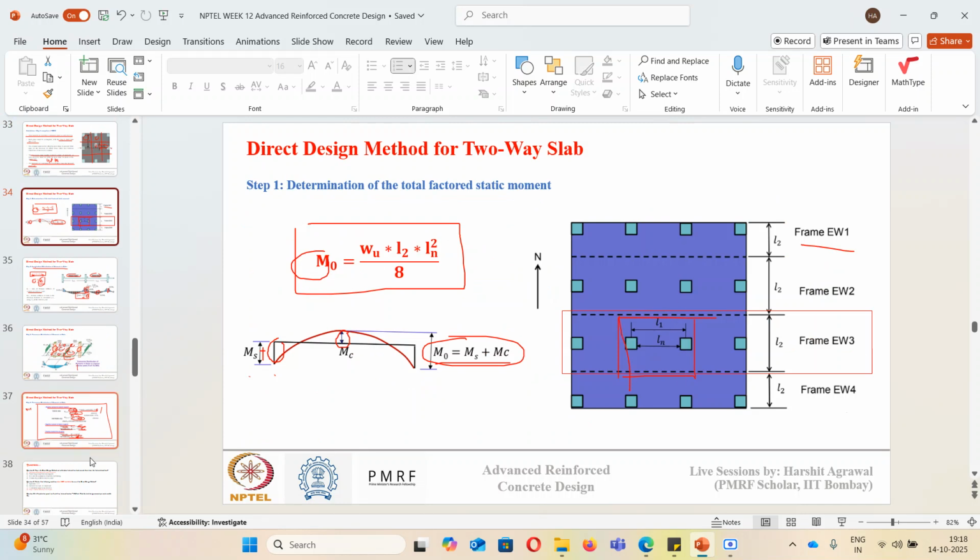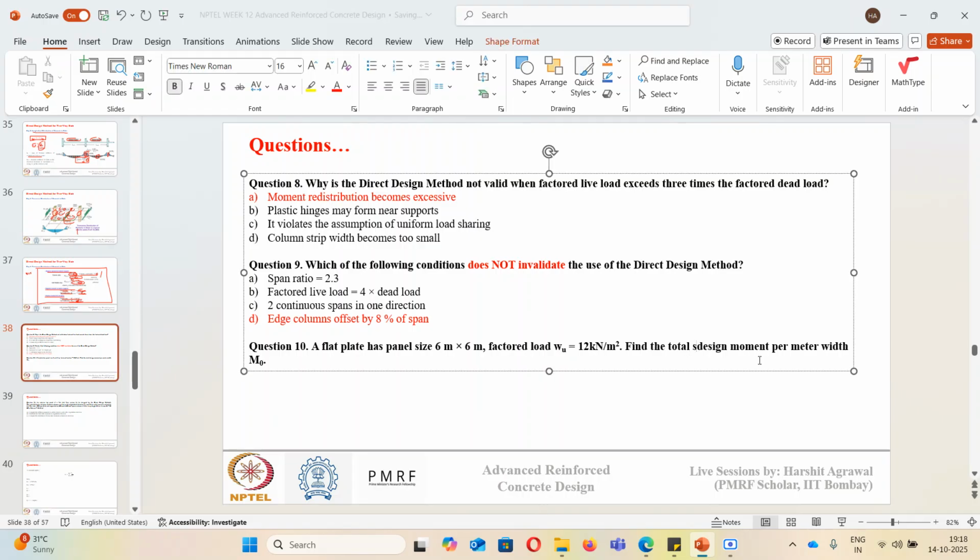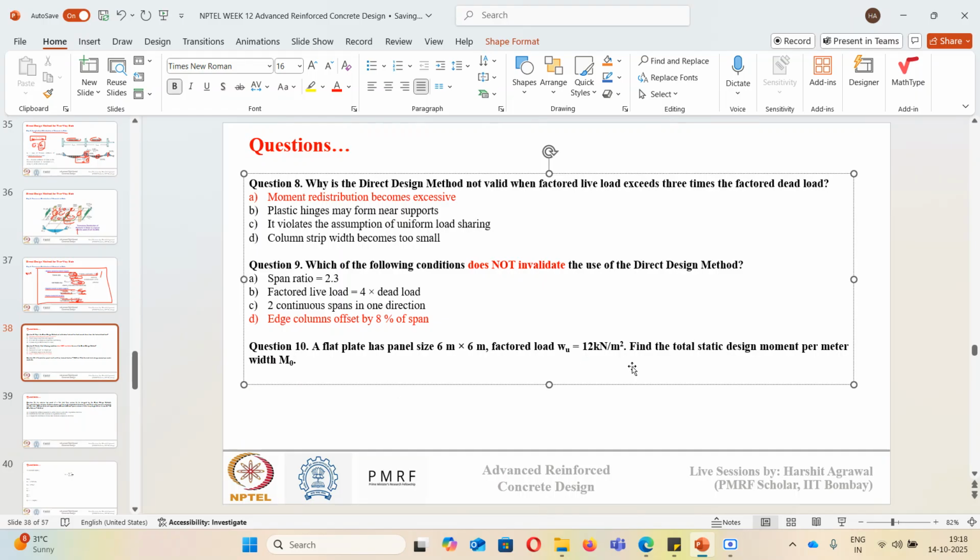The panel size I have given is 6 meter by 6 meter, and the factored load acting on this panel is 12 kilonewton per meter square. What will be the total static design moment? Can anyone do the calculation? We saw the formula for total static design moment. Can anyone tell me what the formula is?